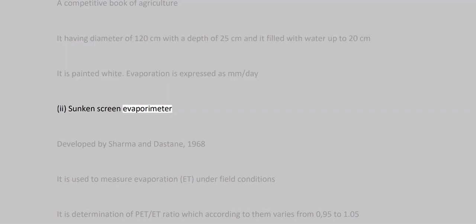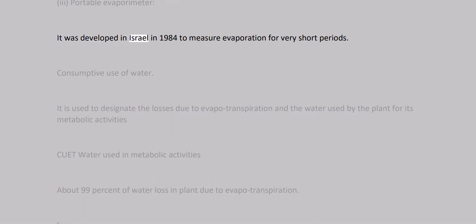2, sunken screen evaporimeter, developed by Sharma and Dastane, 1968. It is used to measure evaporation. Under field conditions, it is used for determination of the ET/E ratio, which according to them varies from 0.95 to 1.05. 3, portable evaporimeter. It was developed in Israel in 1984 to measure evaporation for very short periods.